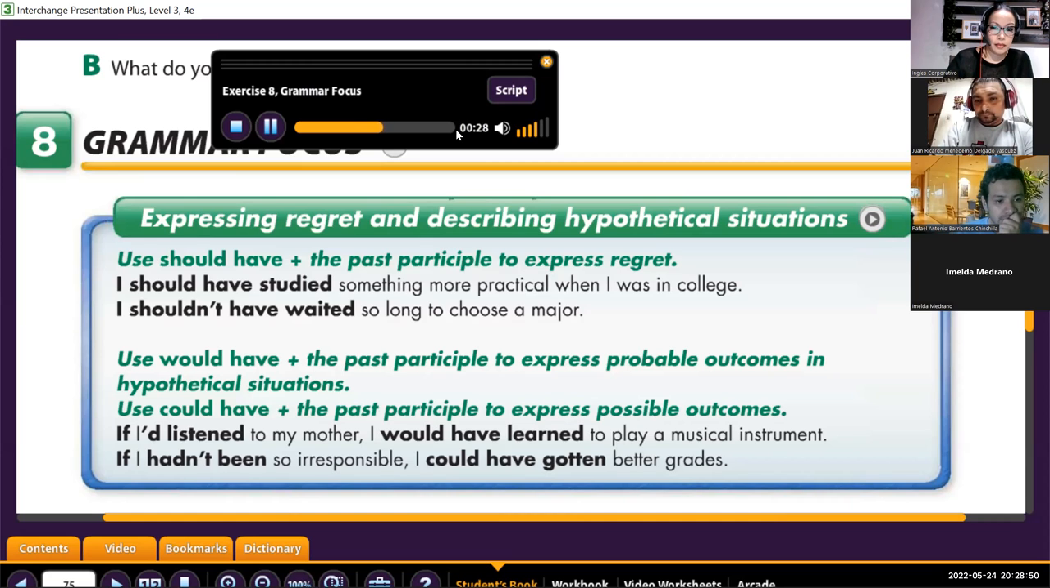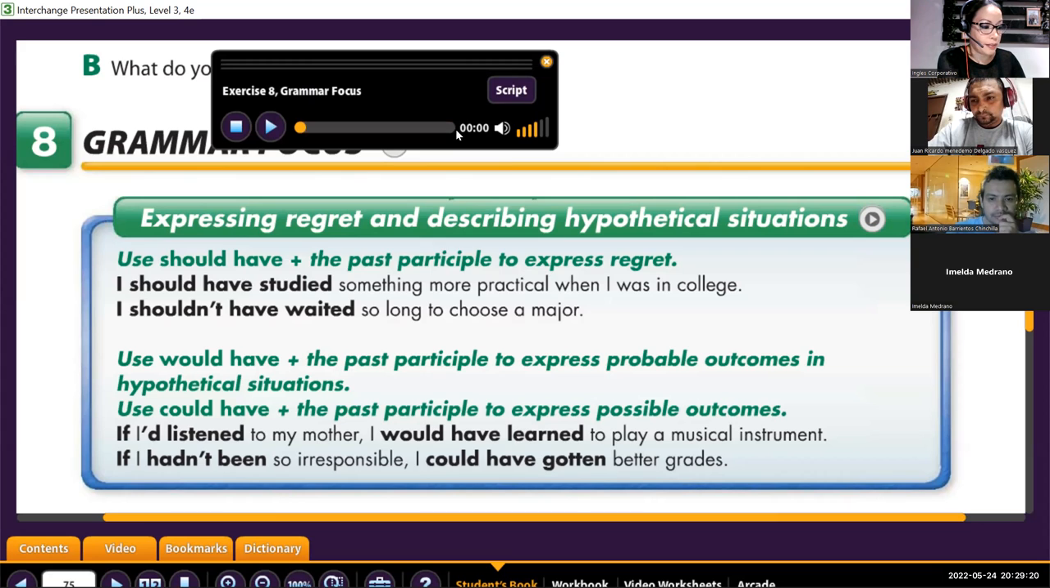Use would have plus the past participle to express probable outcomes in hypothetical situations. Use could have plus the past participle to express possible outcomes. If I'd listened to my mother, I would have learned to play a musical instrument. If I hadn't been so irresponsible, I could have gotten better grades.